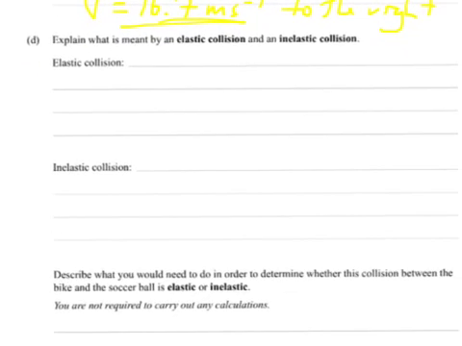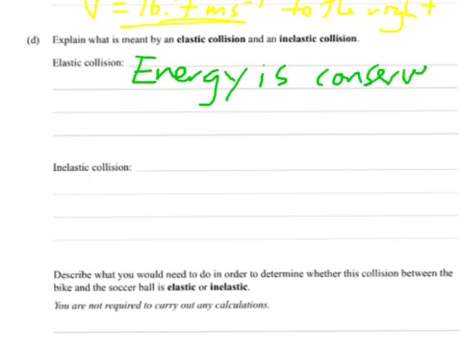D, let's go to a different colour. I found that yellow a little bit hard to deal with. Explain what is meant by an elastic collision and an inelastic collision. Well, for an elastic collision, that means the energy is conserved. So there's no loss of energy, and usually you're talking about kinetic energy. And with an inelastic collision, energy is not conserved.